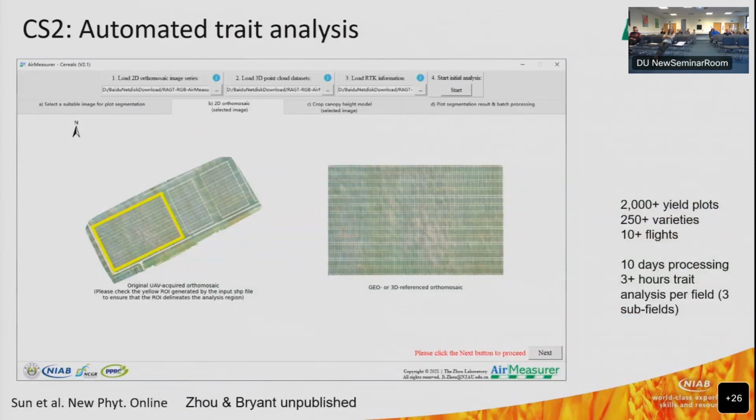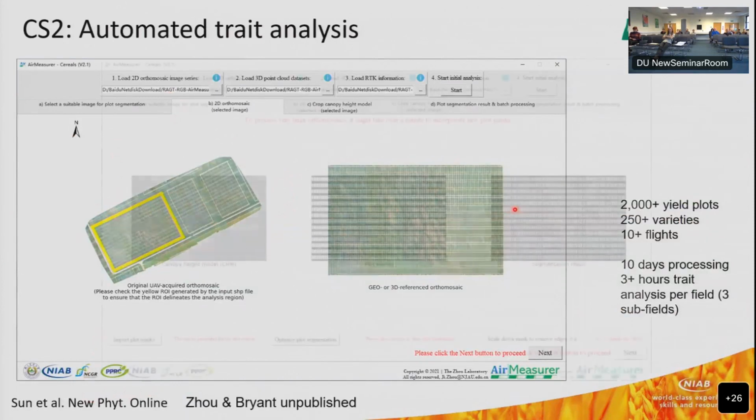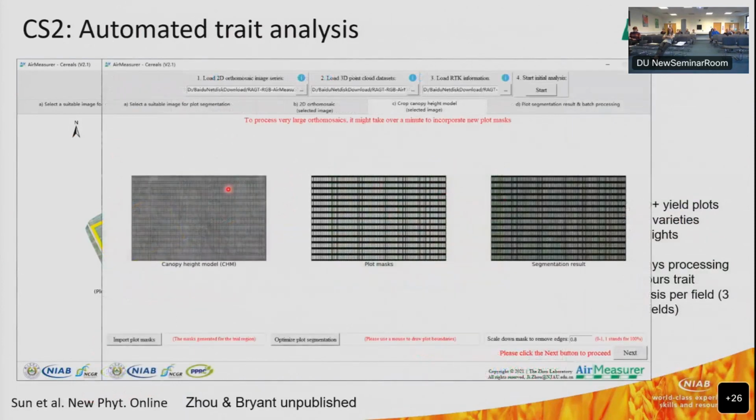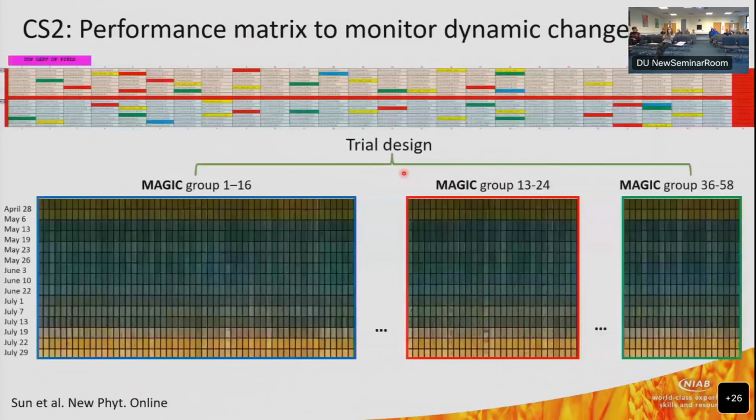This is the paper we published during the summer. GPS location tells us the region of interest, and we extract the region of interest, and then, based on the morphological features and the spectral features, it divides all the plots. So each individual plot will be divided by the software, and then you can apply batch processing to study each individual plot, how they perform during the season.